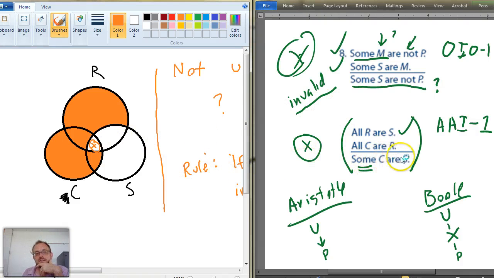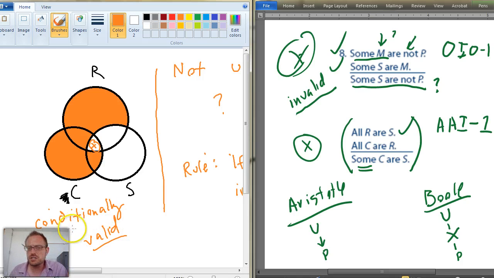Some of the C's are S's. Well, now look, since there's an X here, that means there is at least one C, and that C is also an S. So what that means is that this argument actually is valid, but it's not unconditionally valid. Here, I'll write over here. It is conditionally valid. Now, some of you may be asking, well, what is it conditioned upon?